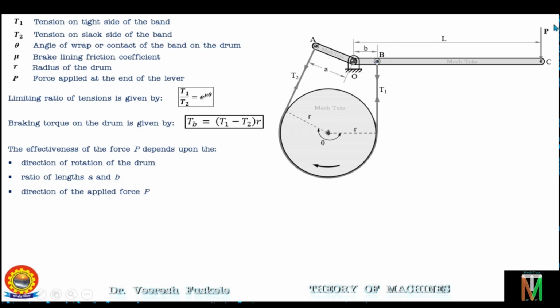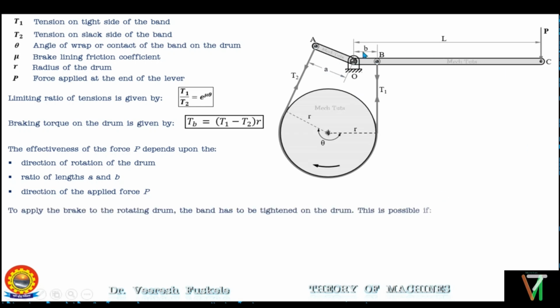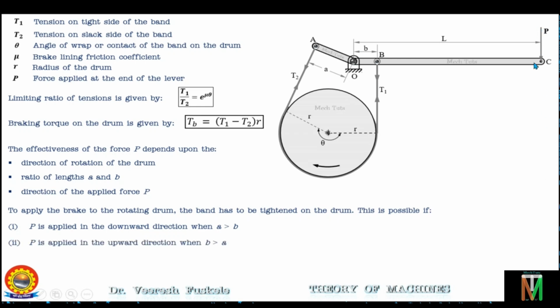Now, to apply the brake on the rotating drum, the band on the drum should be tightened. This is possible if force P is applied in the downward direction when A is greater than B, and force P is applied in the upward direction when A is less than B, or B is greater than A. These configurations we will discuss one by one. So let's start with the first case.